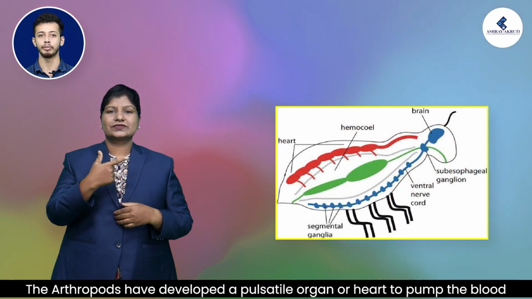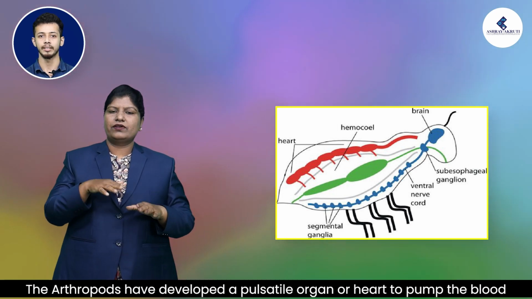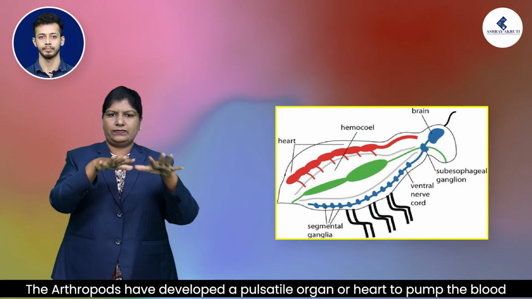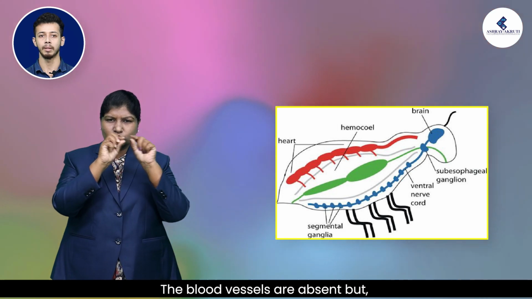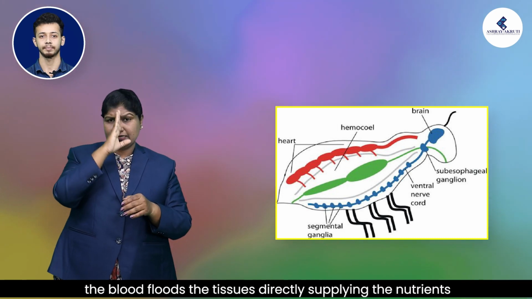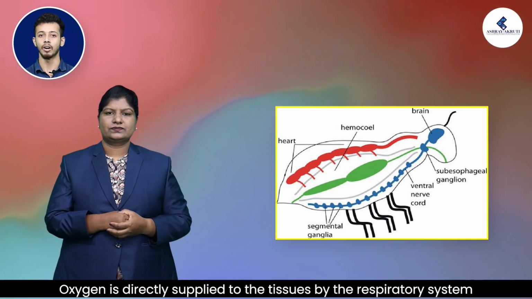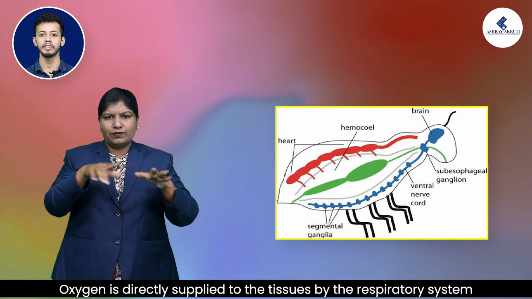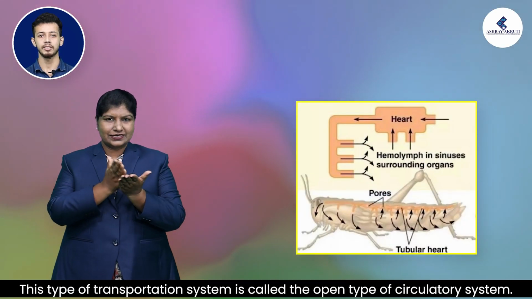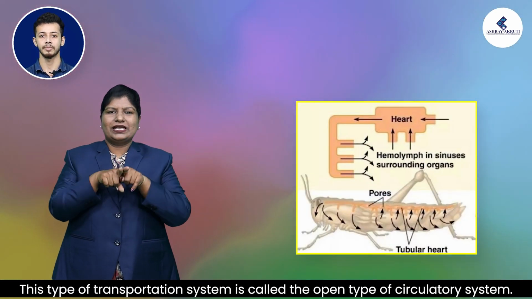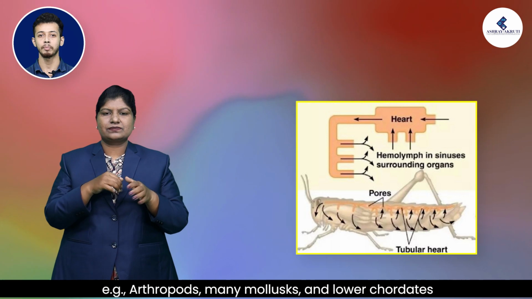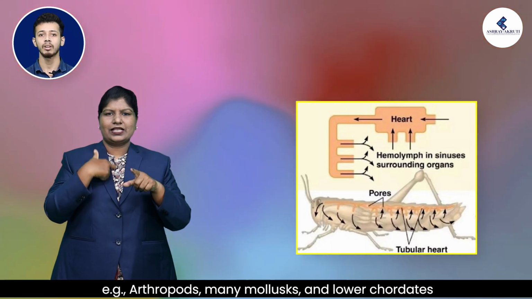The arthropods have developed the pulsatile organ, or heart, to pump the blood. The blood vessels are absent, but the blood floods the tissues, directly supplying the nutrients. Oxygen is directly supplied to the tissue by the respiratory system. This type of transportation system is called the open type of circulatory system. Example: arthropods, many mollusks and lower chordates.